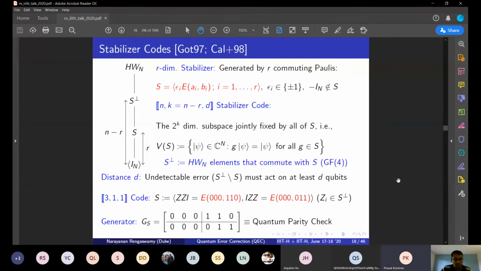Okay, so maybe having some trouble following this S perp and its relevance, and also that of GF4. So maybe a little, could you go through it again?